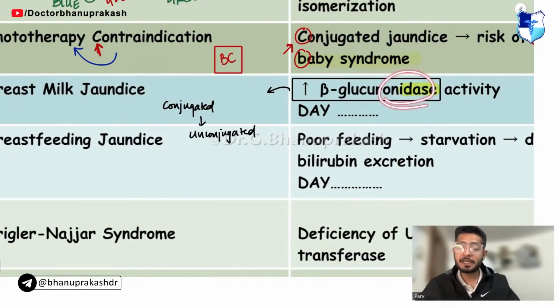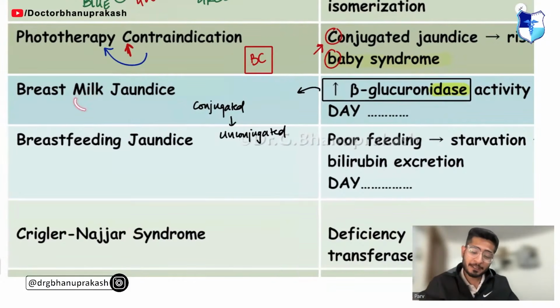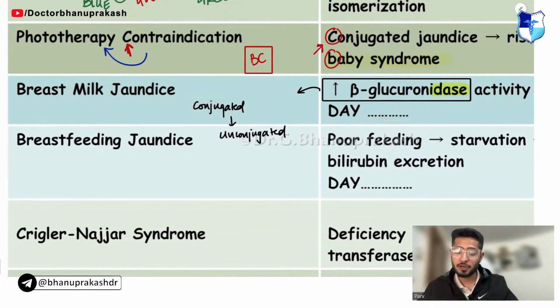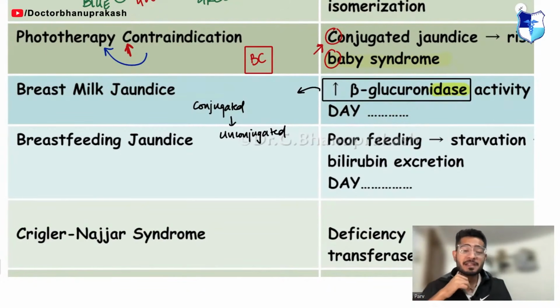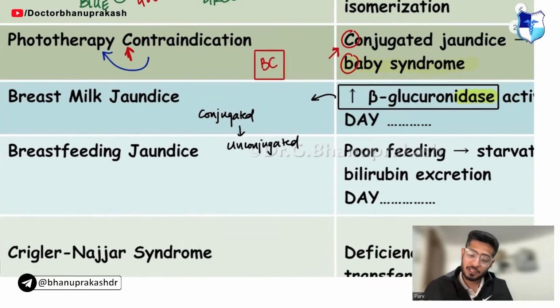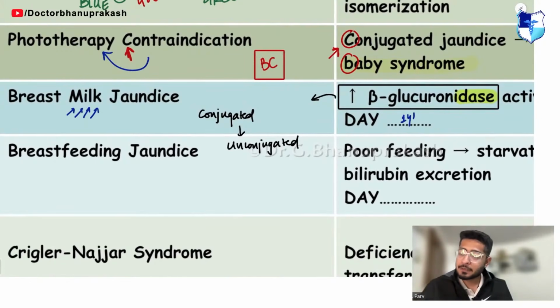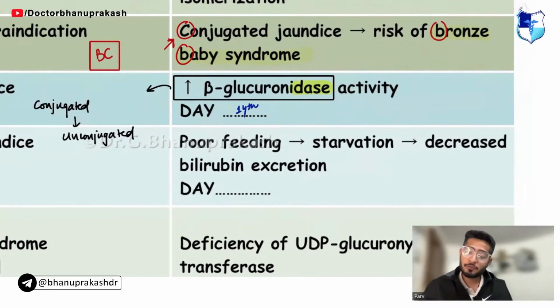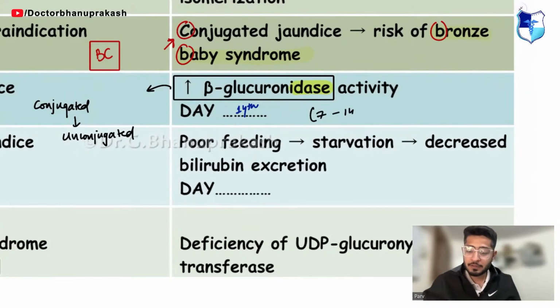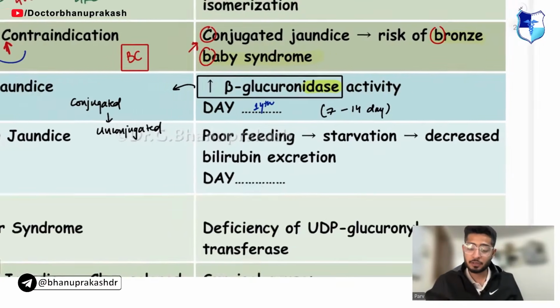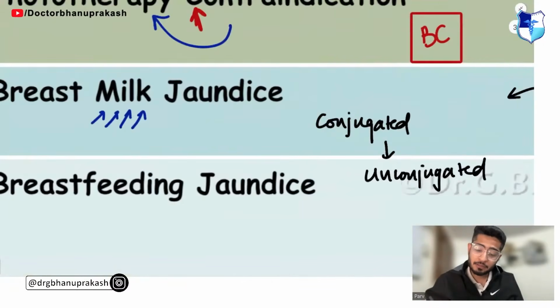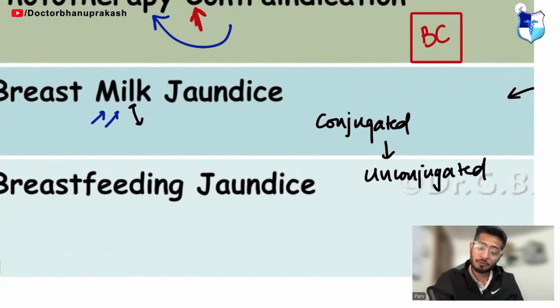If there is an increase in beta glucuronidase activity and we are suspecting breast milk jaundice, during what day can you expect it? Now see here, breast milk has 4 words, so the 14th day is the day when we expect this. But as most of you are writing, after the 7th day, so 7th day to 14th day, we expect breast milk jaundice. And please understand, breast milk, MIL. This L tells you that it is going to happen later than the breastfeeding jaundice.